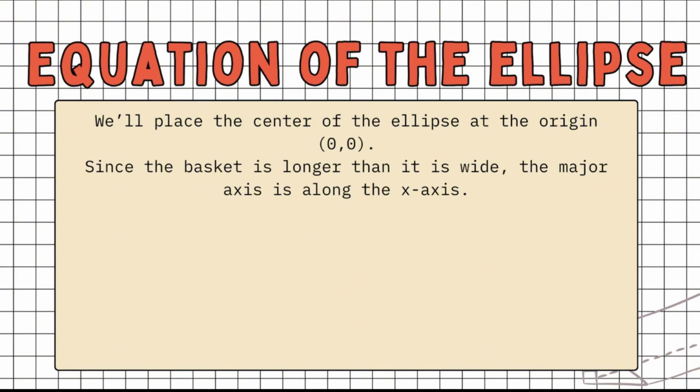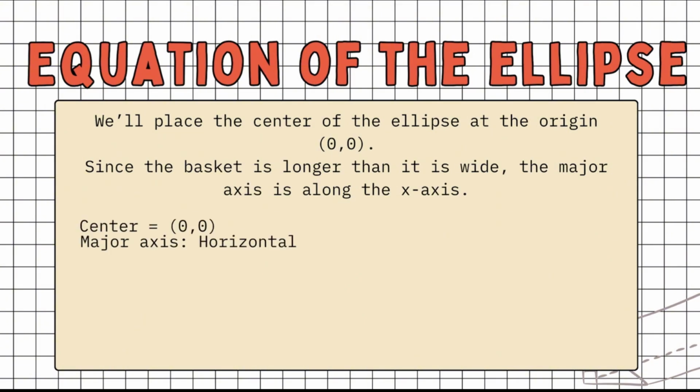We place the center of the ellipse at the point (0, 0) to make it easier to work with. The major axis length is measured to be 60 centimeters, so half of that is 30 centimeters. This gives us the value of a equals 30. The minor axis length is 40 centimeters, so half of that is 20 centimeters, giving us b equals 20. So as you can see, our center is at (0, 0).